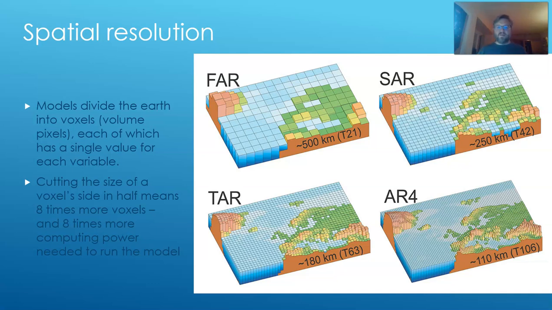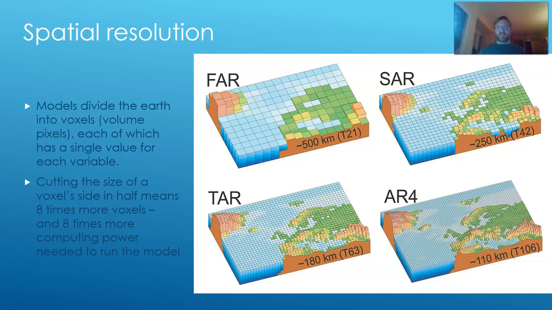So the first assessment report had sections of the Earth that were 500 kilometers to a side. And so what you're seeing here is Europe and the North Atlantic. It's kind of hard to even recognize it in that first one because those chunks are so big. And we call those chunks voxels. So they're volume pixels, essentially, right?